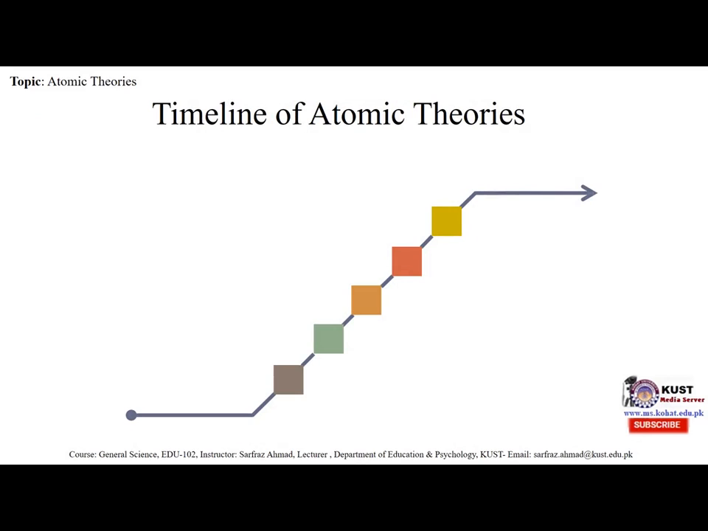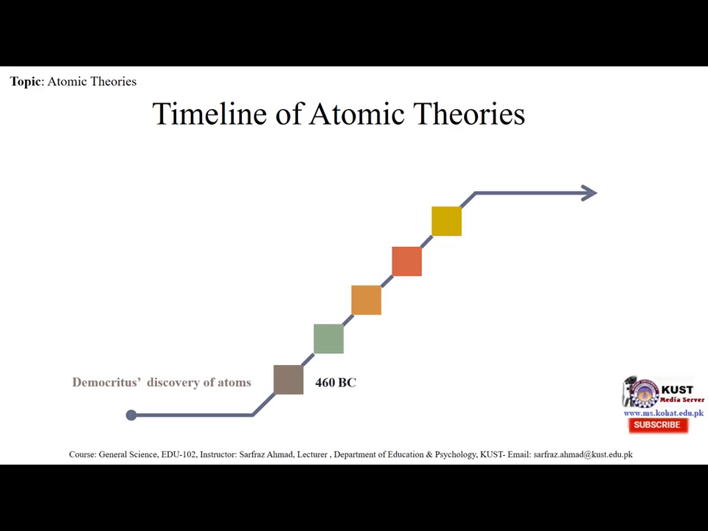Timeline of atomic theories. Definitely with the passage of time, the different theories came by the different philosophers, physicists or chemists, or whatever you can say, the scientists that were there. So they discovered different theories.